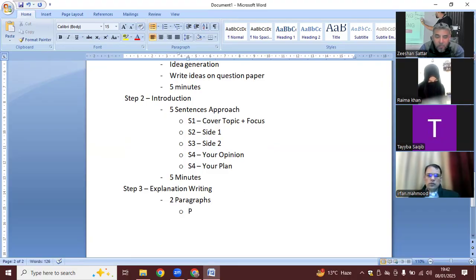The paragraph number 1. Para 1 will contain side number 1. Mention 4 ideas of side number 1. And then do not write ideas only. Go to Dubai through Emirates.